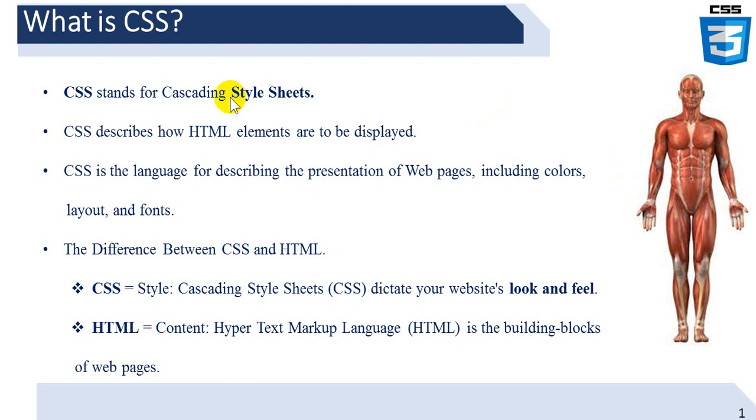Now CSS stands for cascading style sheets. We call it style sheets because it is just a sheet. We will see later. CSS describes how HTML elements are to be displayed. This is the important point to remember. Whatever HTML we were writing, we were not applying any changes to it. However they provided the HTML, we displayed it the same way.